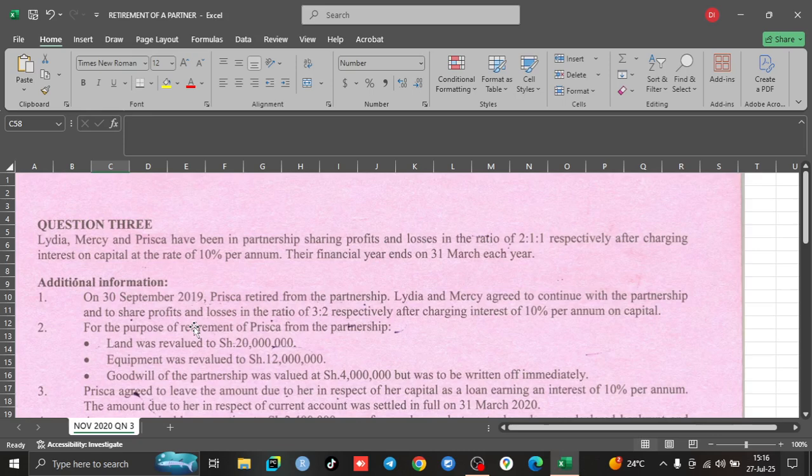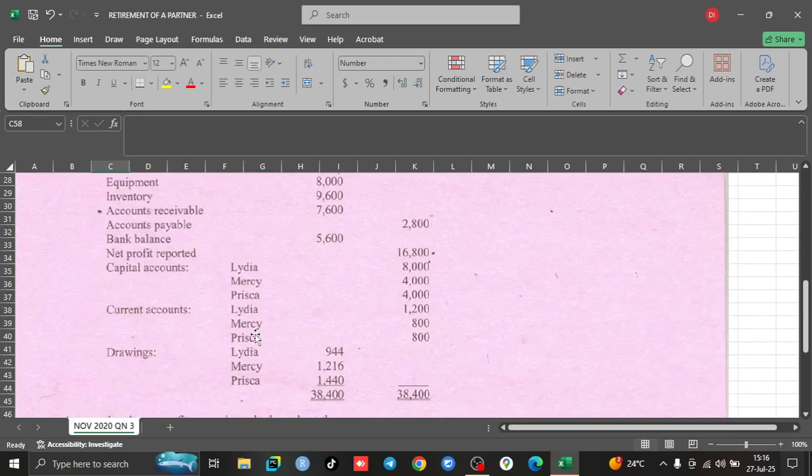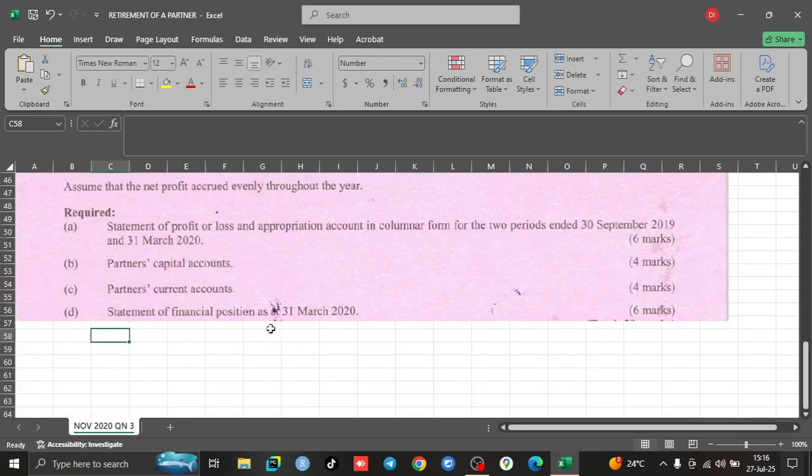And it says as follows: Lydia, Mercy and Priska have been in a partnership sharing profits and losses in the ratio of 2:1:1 respectively, after charging interest on capital at the rate of 10% per annum. Their financial year ends on the 1st of March each year. So meaning if it ends on the 1st of March each year, it starts on 1st of April each year. We are reporting it as at the 1st of March 2020.